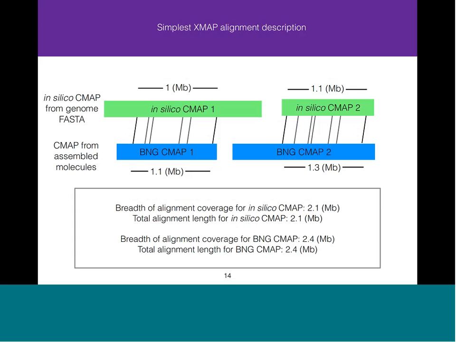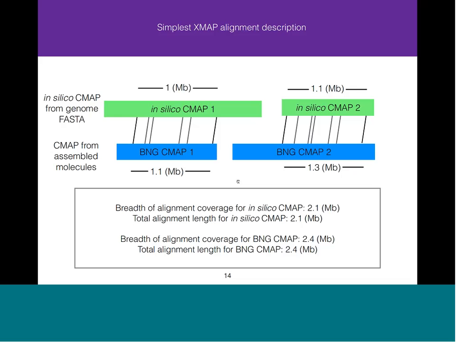And I'm just going to show you a cartoon diagram of a simple version and a complex version of an XMap alignment to show you how I generally describe these. So I calculate something called breadth of alignment coverage for the in silico CMAP on the top in green here. Breadth of alignment coverage is the non-redundant alignment length. So here it's 1 plus 1.1. I also calculate total alignment length, which is the same in this simple case. So it's again 1 plus 1.1. And I calculate non-redundant alignment, or breadth of alignment coverage, again for the BNG CMAP as well.